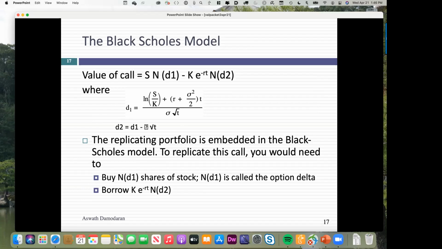In the real world, we have to deal with dividends. I'll give you a dividend-adjusted version of the Black-Scholes, but in the original Black-Scholes, here's the sequence. You plug in the numbers S, K, R, T, and sigma. You come up with D1 and D2, which are numbers. You convert the D1 and D2 into areas under the normal distribution.